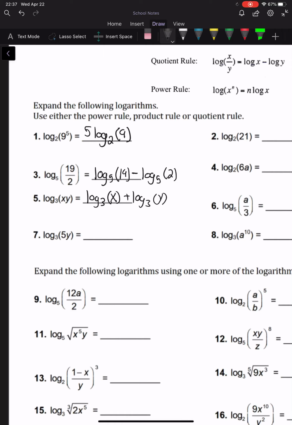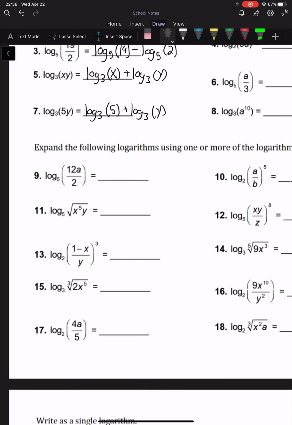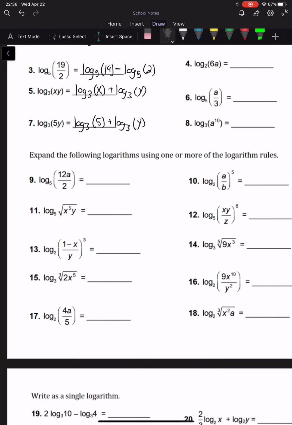And question number 7 is going to follow very similar to question number 5 with the product rule. So we'll have log base 3 of 5 plus log base 3 of y. Questions 9 through 17, we're going to be using one or more of the logarithm rules. So let's get started with that.